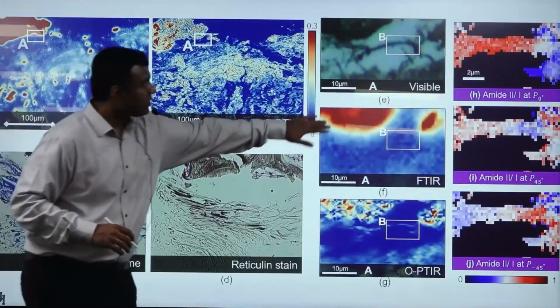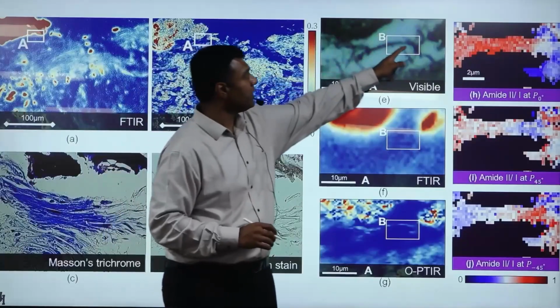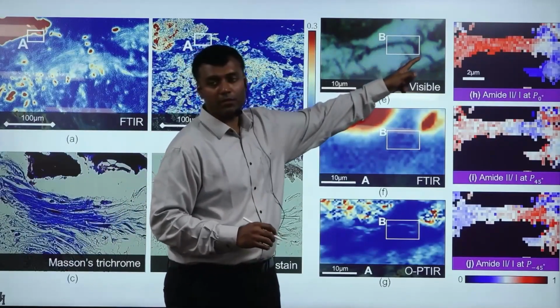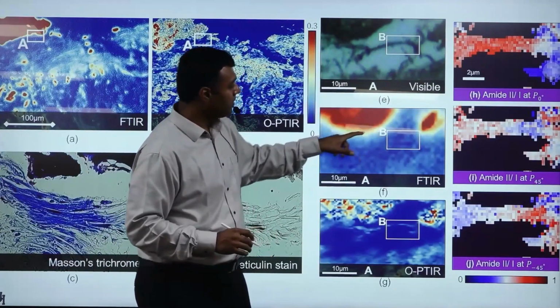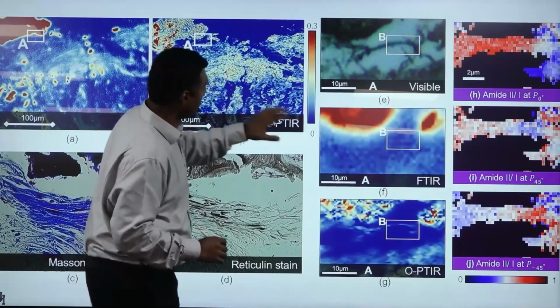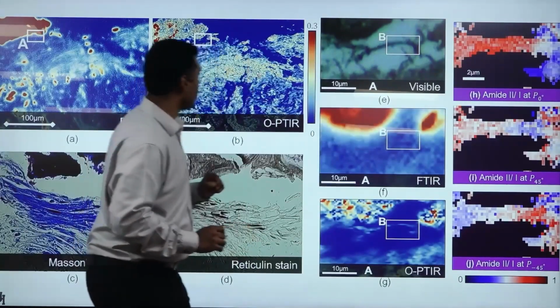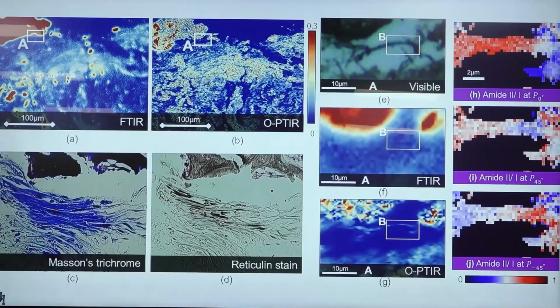There is a thin reticulin fiber over here. If you do FTIR imaging, this is the full image. I'm zooming into a small region. So I'm zooming into this region over here in this location.